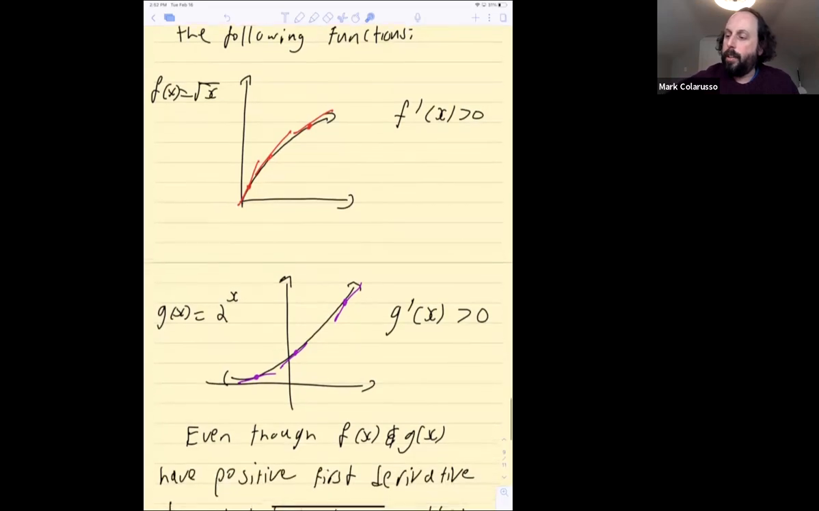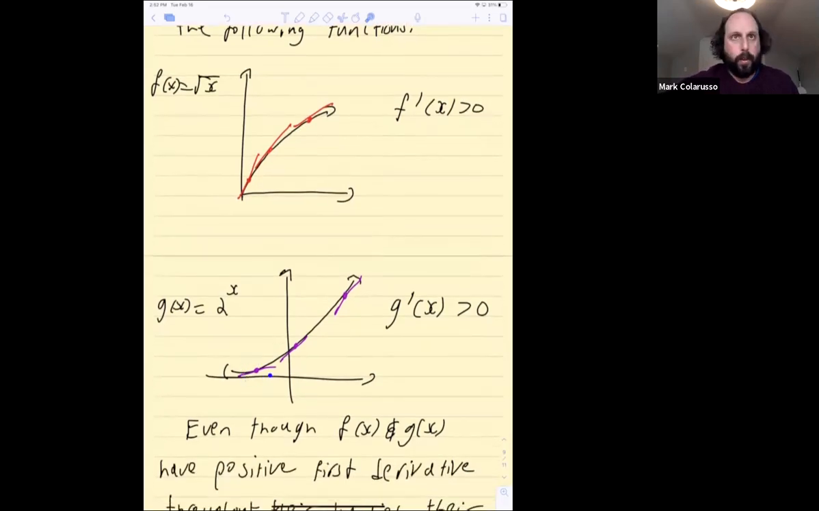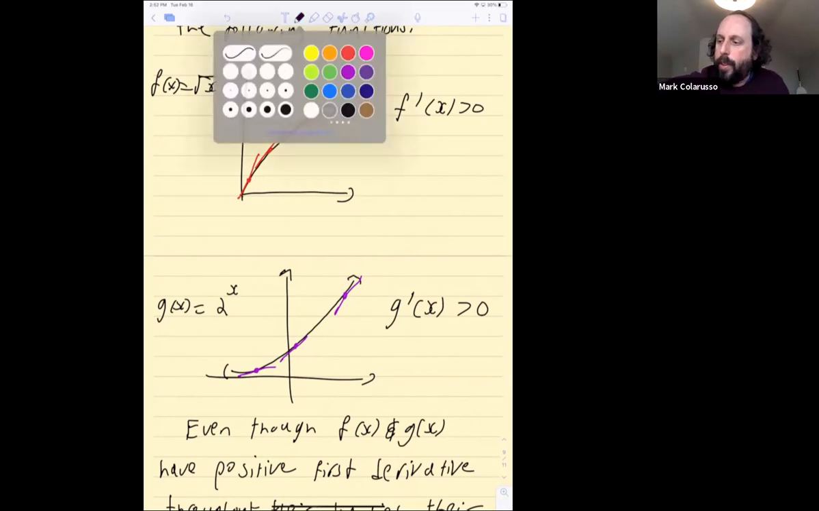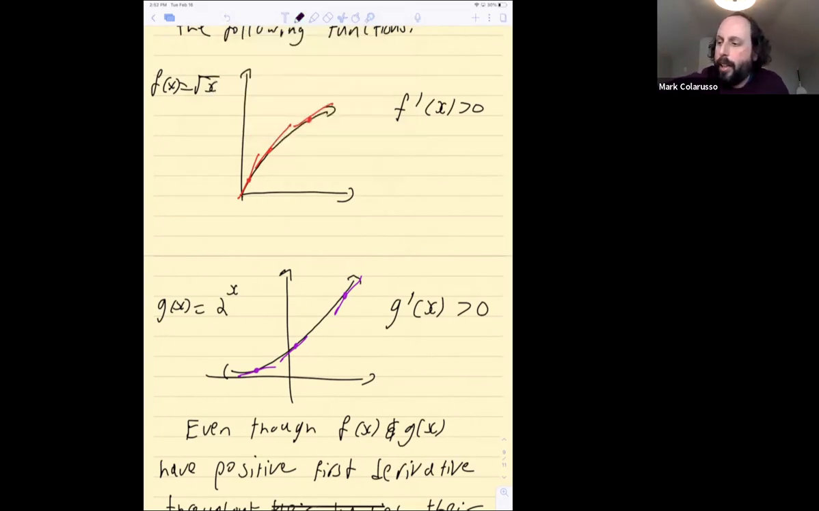On the other hand, if you look at the exponential, it's 2 to the x, right? So here the tangent line is positive, but almost flat. Here it's more positive, and here it's even more positive. So what's happening here? In the root curve, the slopes of the tangent lines are decreasing as x increases.